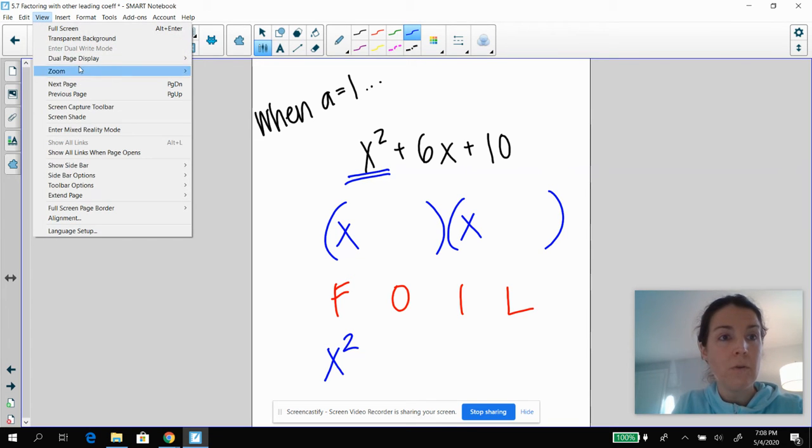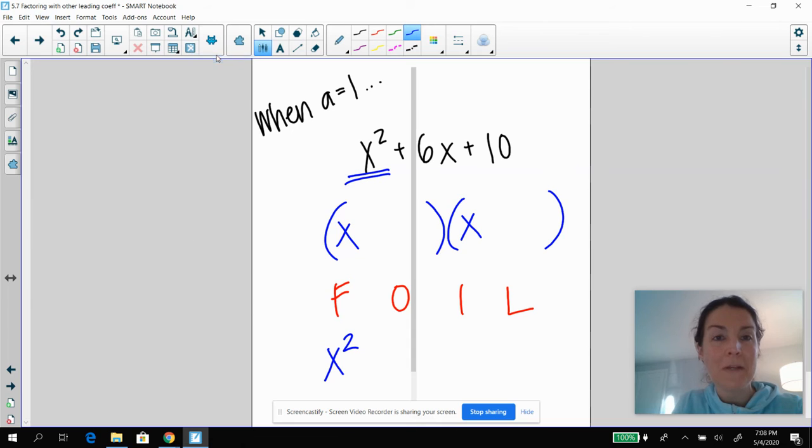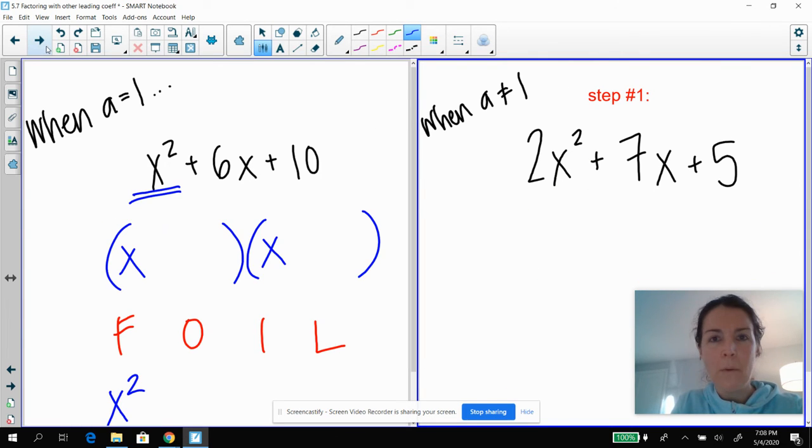And I'm going to go to dual page display because it's awesome. All right, so when a equals 1, here's what we do on the left. But now let's look on the right. When a doesn't equal 1, you're actually going to wind up doing the exact same first step. So I'm going to make my two little binomials here.